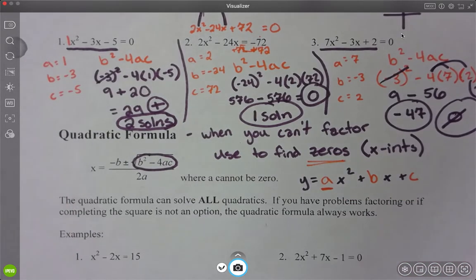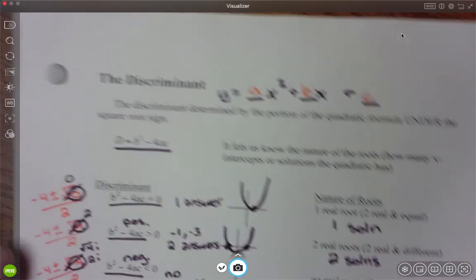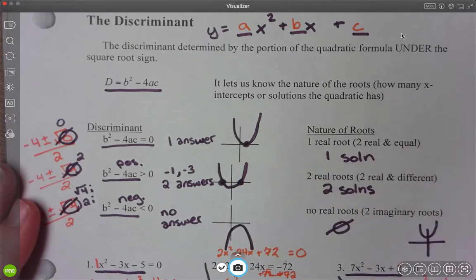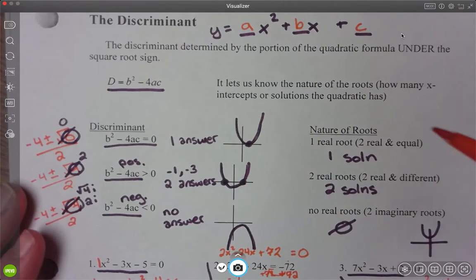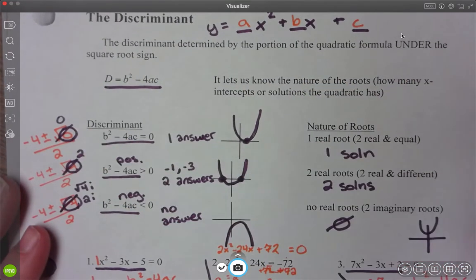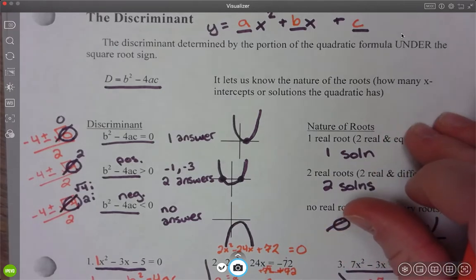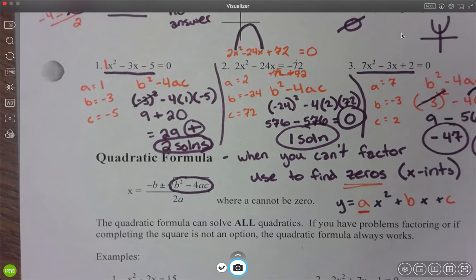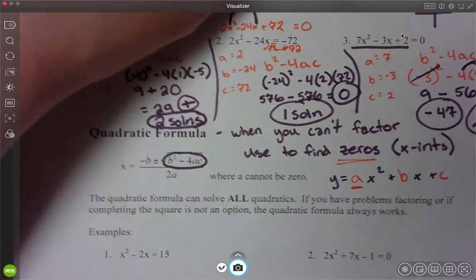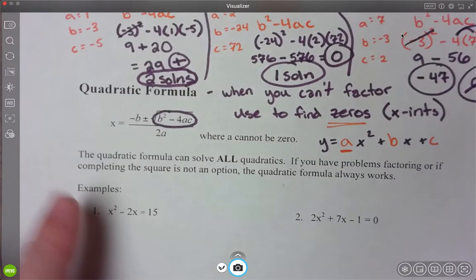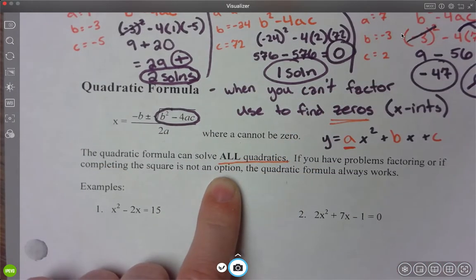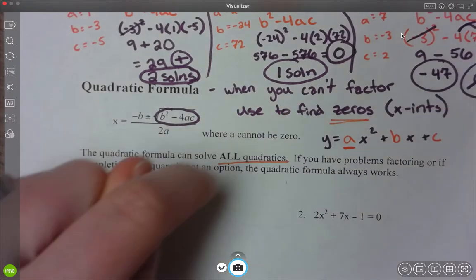Again, we have the scenario of one solution, two solutions, or no solution. The discriminant, the number inside the square root, will tell us how many solutions we have based upon whether it's a positive number, a negative number, or 0. I'm going to read this little blip right here. The quadratic formula can solve all quadratic equations. So if all else fails, you can't always factor, but you can always use the quadratic formula.